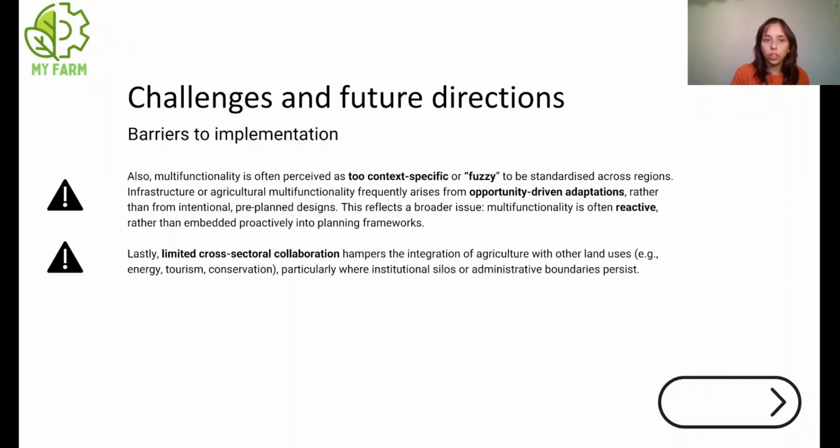Agricultural multifunctionality frequently arises from opportunity-driven adaptations rather than from intentional, pre-planned design. This reflects a broader issue. Multifunctionality is often reactive rather than embedded proactively into planning frameworks. Lastly, limited cross-sectoral collaboration hampers the integration of agriculture with other land uses, for instance, energy, tourism, conservation, particularly when institutional silos or administrative boundaries persist.